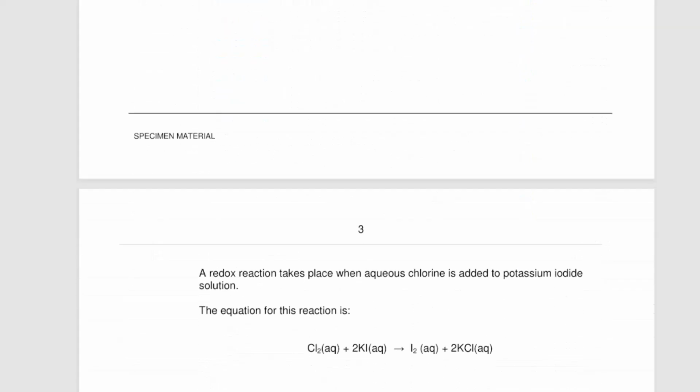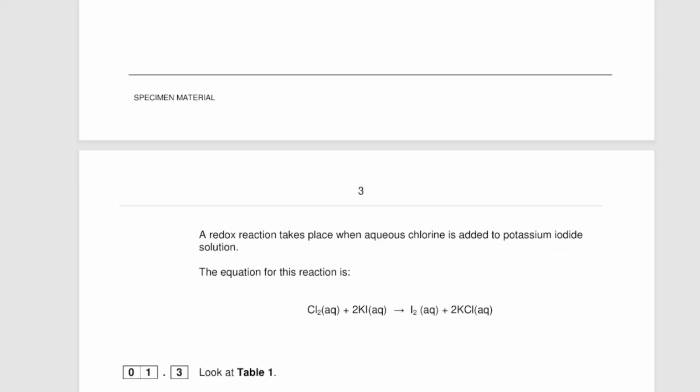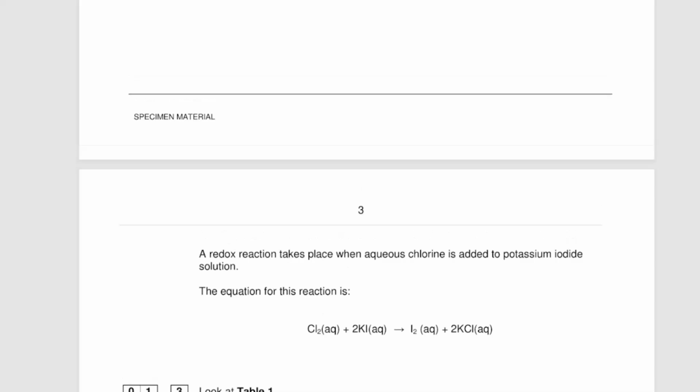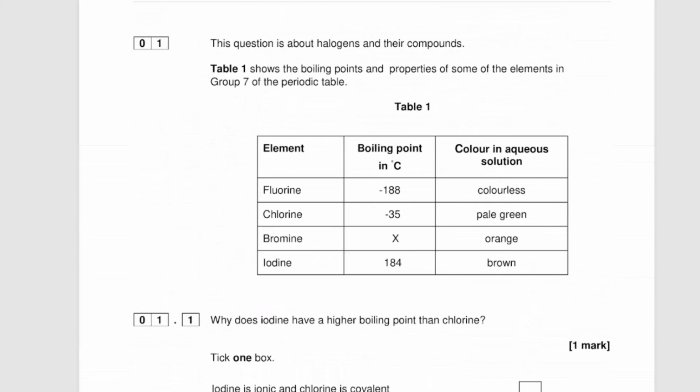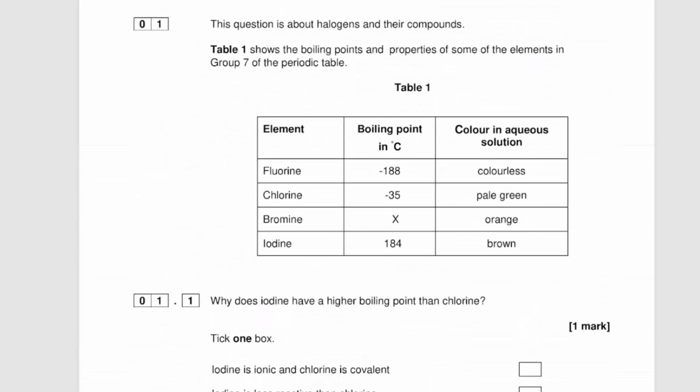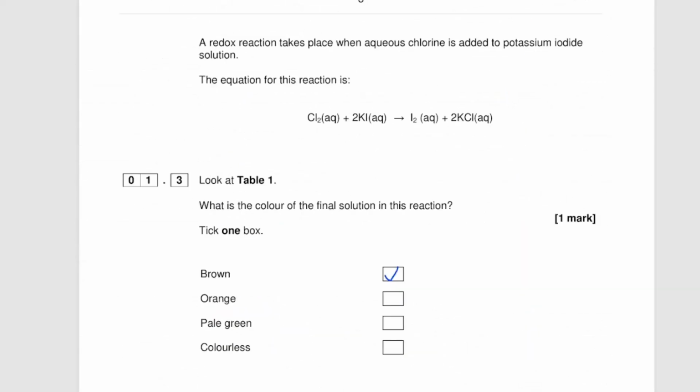And then we're given a redox reaction. It takes place when aqueous chlorine is added to potassium iodide solution. The equation for this reaction is this. And we're asked to look at Table 1: what is the colour of the final solution in this reaction? If you look at Table 1, you can see that iodine has a brown solution, so the colour is brown.